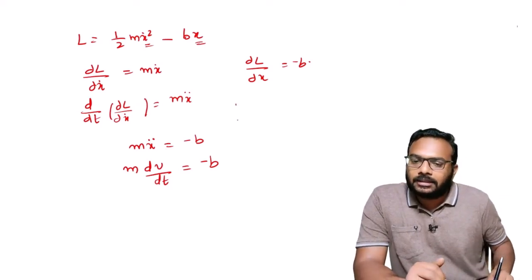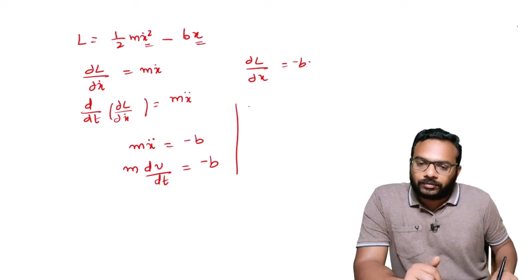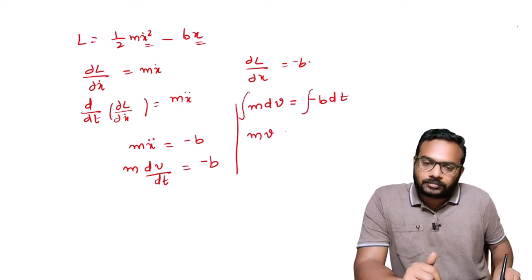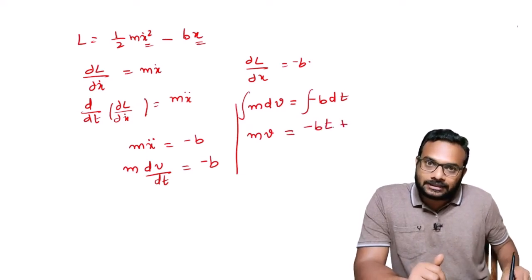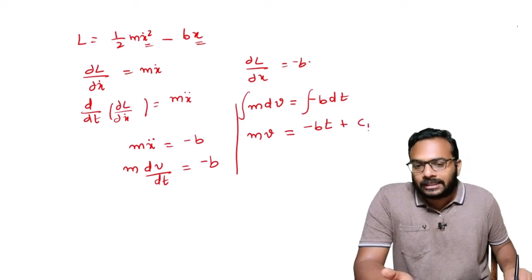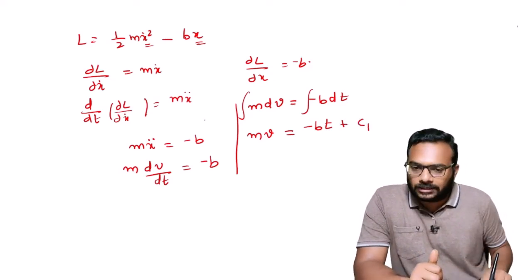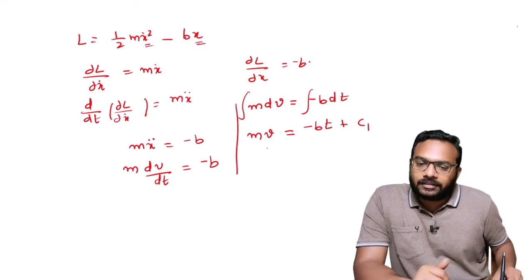All right. So here first we integrate this. We see that m dv is equal to minus b dt. You integrate on both sides, and you see that mv is equal to minus bt, plus there's a constant of integration, we'll take it as c1, because it's an indefinite integral.